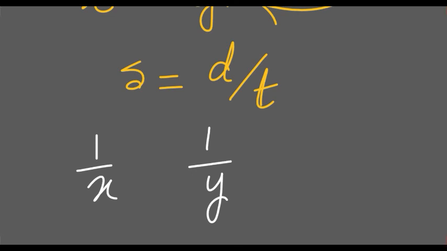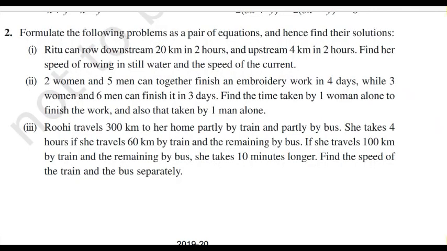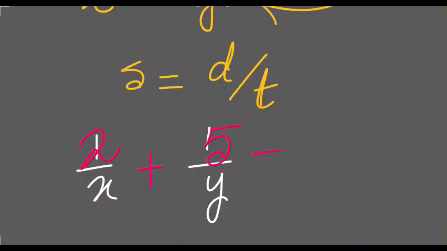So the amount of work 1 woman or 1 man is doing, we take it to be x or y. So the part of work that a woman or man will be doing will be 1 by x and 1 by y. When we multiply it with the number of women and men, we had 2 women and 5 men, so we multiply by 2 and by 5, right? And together they are completing the work in 4 days. So we write this equal to 1 by 4, because 1 by 4 is the amount of work they will be doing in 1 day. In 4 days they complete the entire work, so in 1 day they will do 1/4 of the work, hence this 1/4.